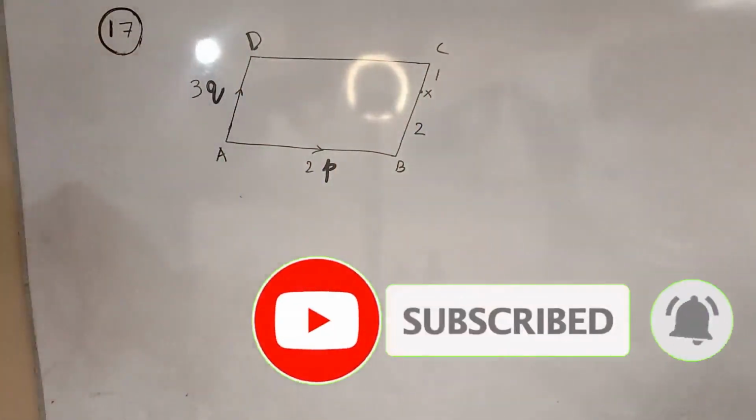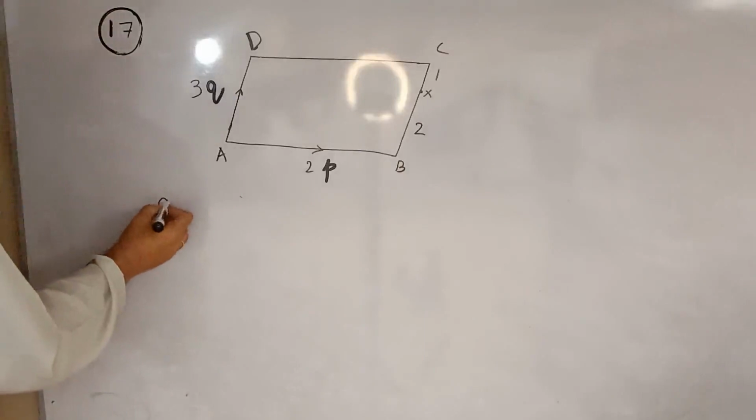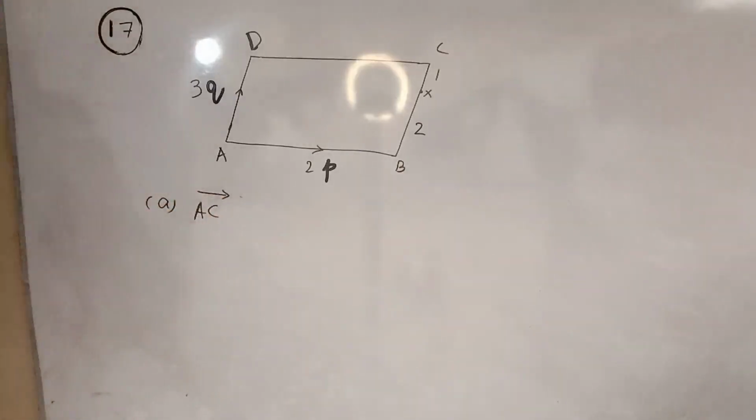So 2/3 of BC is BX and 1/3 of BC is XC. The question is, find in terms of P and Q, part A, AC. We have to find the AC vector.